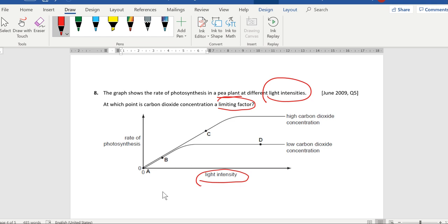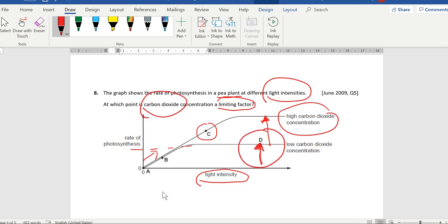So at point A and point B, you can see that the graph is still going up, right? Light intensity is still the limiting factor, because if you increase light intensity, the graph still increases, even at point C. But at point D, you can see that light intensity, when you increase it, it's just going to stay stagnant like that. It still plateaus. But when you increase the carbon dioxide concentration, this line here goes up right there. So that means that carbon dioxide becomes the limiting factor at point D. That is the answer.